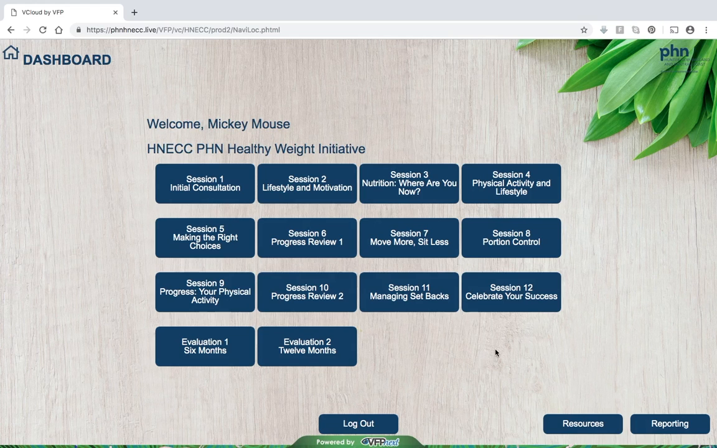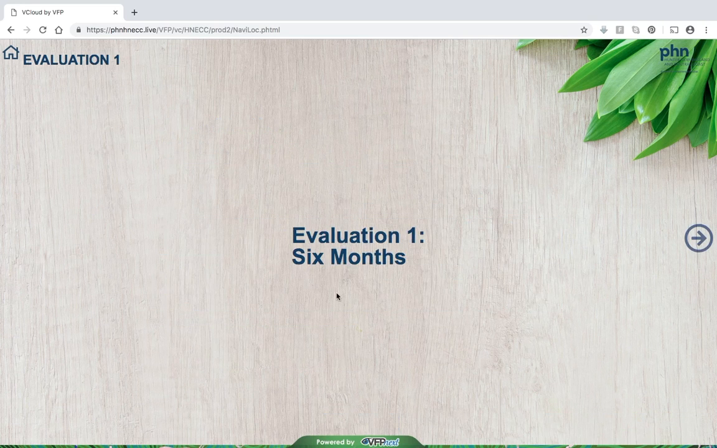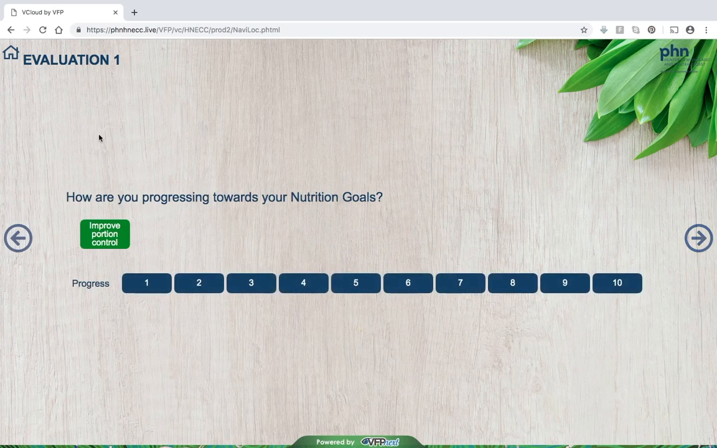At this stage, we'll remind our patient that there is a 6-month and 12-month follow-up, so we can track how the patient progresses without the weekly intervention. And the 6-month and the 12-month evaluation is exactly the same as session 12, which you just completed. So it's just the evaluation at 6 months, and then we click through as we would normally do with each session.